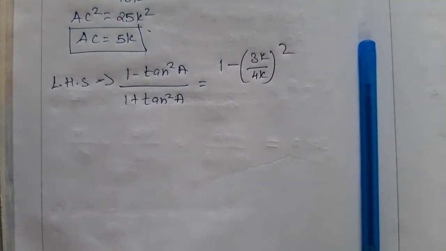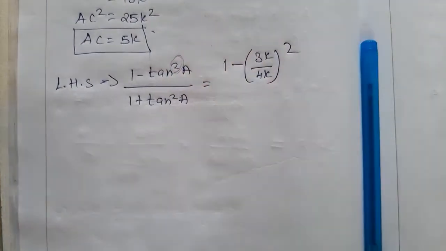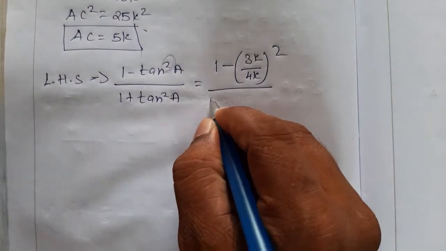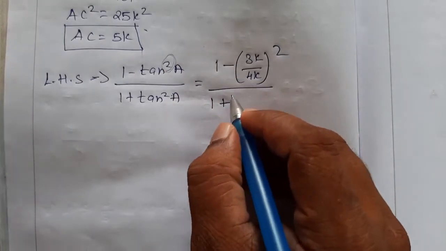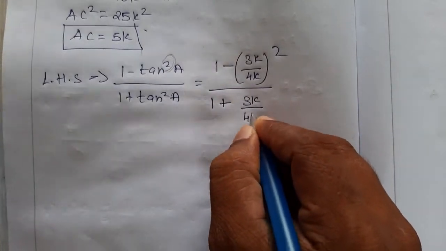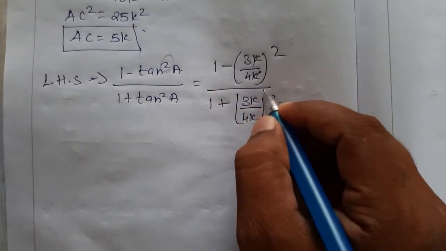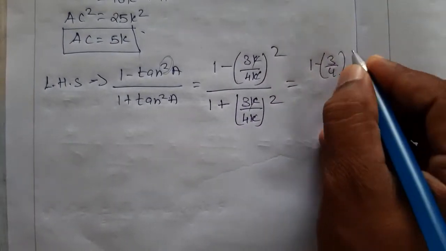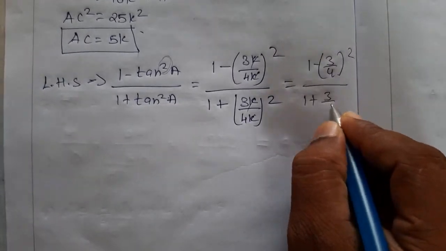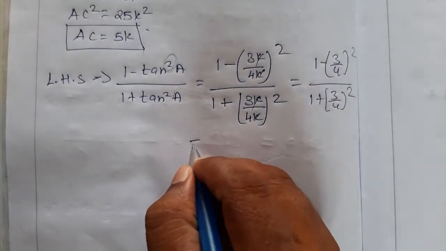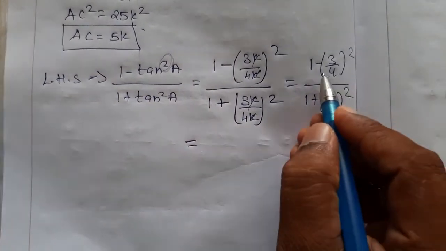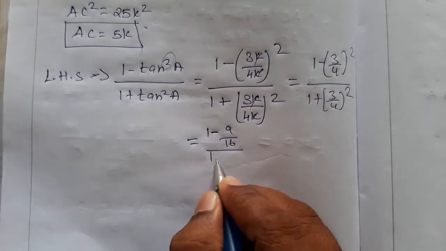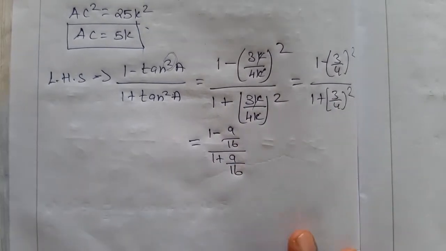Since the square is given here, can you see the square here? The square is given there, so we have to square the ratios also. So the same 1 plus tan square A, the same we are going to add. So (3k by 4k) the whole square. The k's get cancelled and we will be getting 1 minus (3 by 4) the whole square by 1 plus (3 by 4) the whole square. So which will be 1 minus 9 by 16 divided by 1 plus 9 by 16.